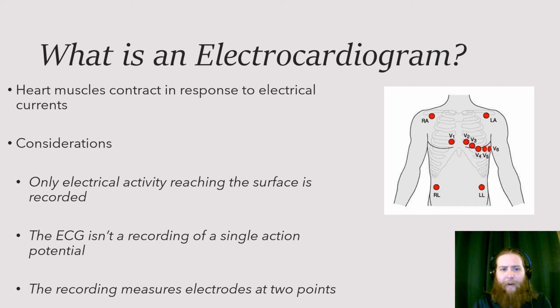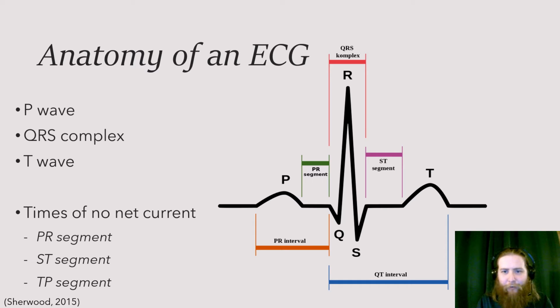Another thing, the electrocardiogram isn't a recording of a single action potential. It is the summation of all of the action potentials happening at the heart at once. We're going to talk about later, there's some electrical activity that's masked because there's much larger electrical activity happening at that time. And another thing to consider is this recording measures electrodes at 2 points. So once again, we're not measuring the actual heart muscle, we are measuring the signals that we receive from that kind of action.